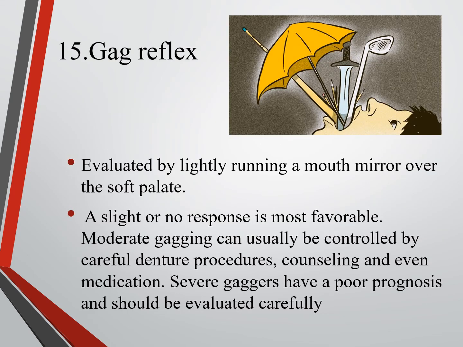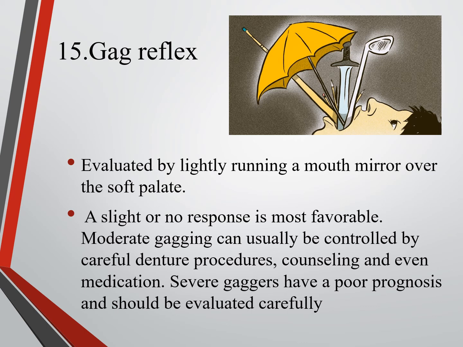Then coming to gag reflex. So what is this gag reflex? Usually when we try to place an impression tray loaded with some impression material in the patient's mouth, when there is a contact between the material or the tray and the soft palate area, there is an exaggerated response and the patient tends to puke or vomit out the impression material, and they cannot bear that discomfort. So you need to see whether the patient's response for gag reflex is a normal slight response, or no response at all, or if there is moderate gagging or severe gagging.